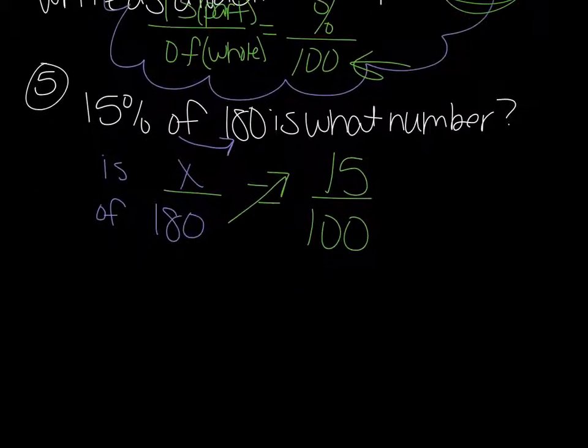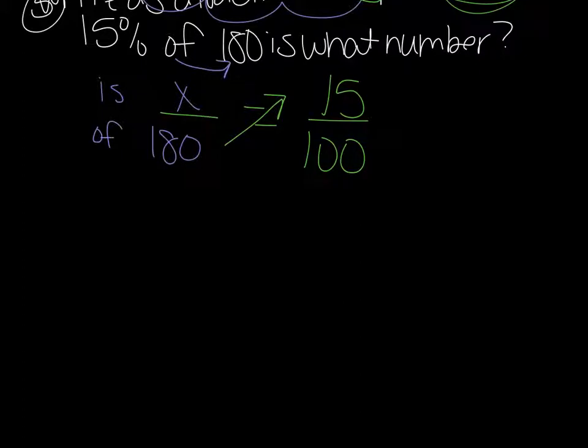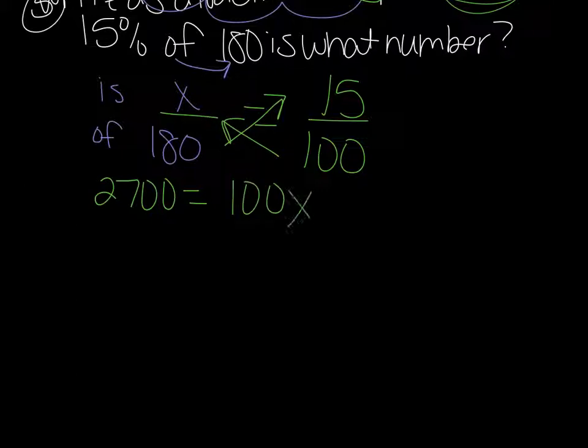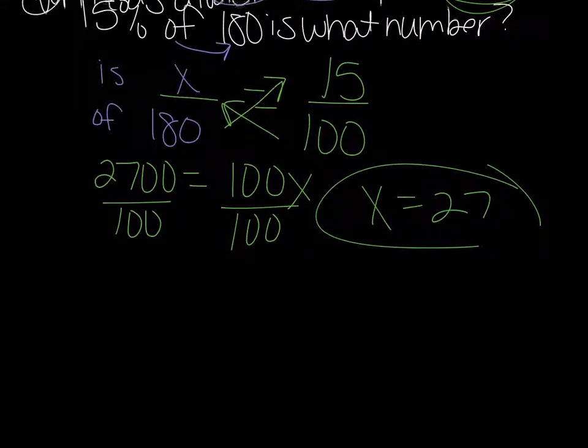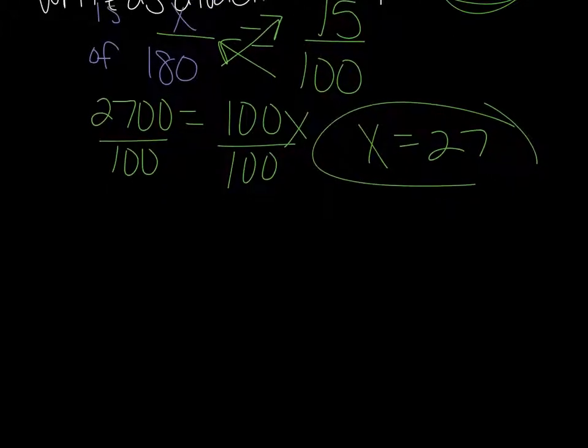So 180 times 15 would give me 2,700. 100 times x gives me 100x. Solve for x, divide both sides by 100, we would get 27. Okay, questions so far? Okay, let's try another one of these.